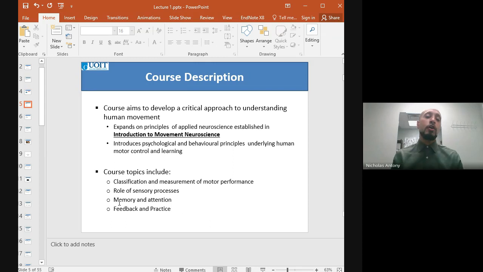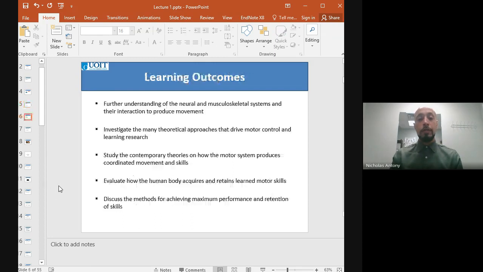And then we're going to finish off with trying to understand what types of feedback to give people when coaching them and allow them to learn at a faster rate. What are some of the principles behind that? And then how to optimize practice to have people learn the motor skill that they are trying to teach quicker. So that's how the course is broken down. And this is it all right here.